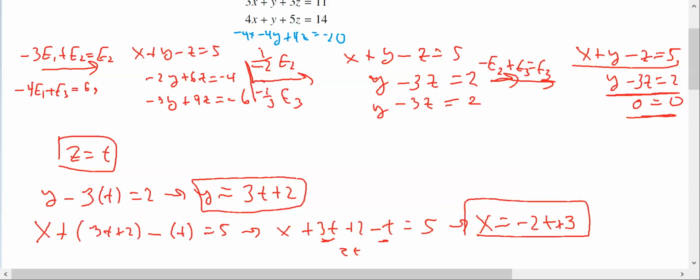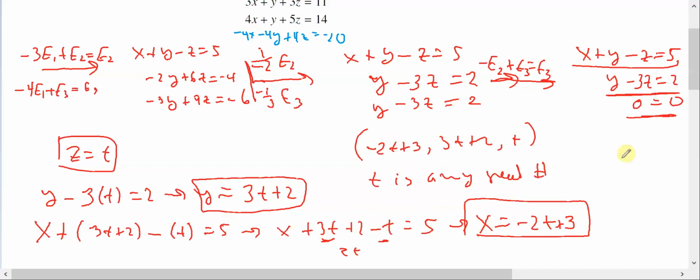I did everything right. There's my x, y, and z, and we write that as an ordered triple. Minus 2t plus 3, 3t plus 2, and t, where t is any real number.